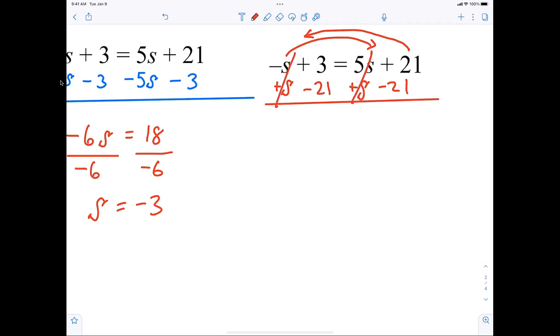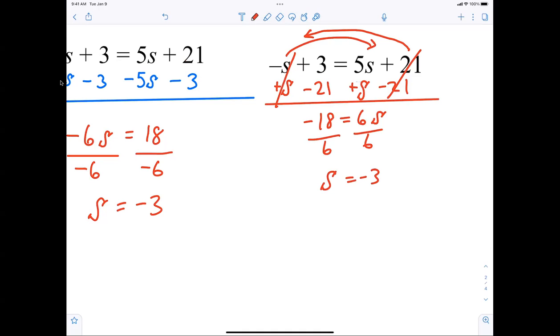These guys cancel. So what's 3 minus 21? 18. Negative 18, right? Yeah. And then 5s plus 1s. 6s. Exactly. And now what? You divide by 6. Yep, you divide by 3. And we got the same answer. You see that now? Yeah.